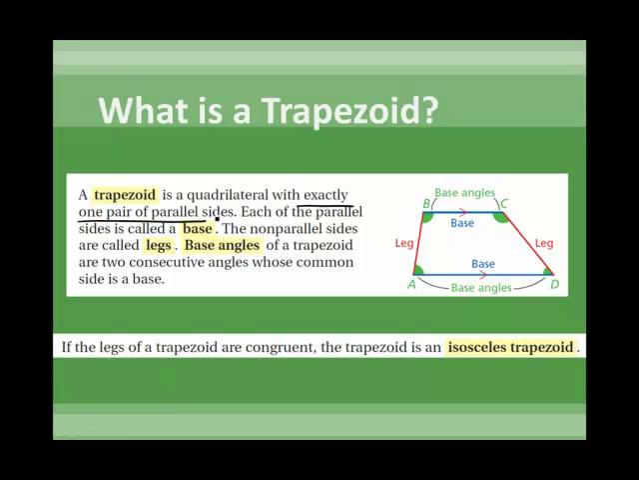Okay, so there's a picture of a trapezoid. We can see that the base angles are formed by a leg and one of the bases, which are the parallel sides. And the isosceles trapezoid is just a trapezoid with congruent legs. So what we're going to see is the isosceles trapezoid has a lot of the same properties as an isosceles triangle. Okay, so that's your trapezoid.